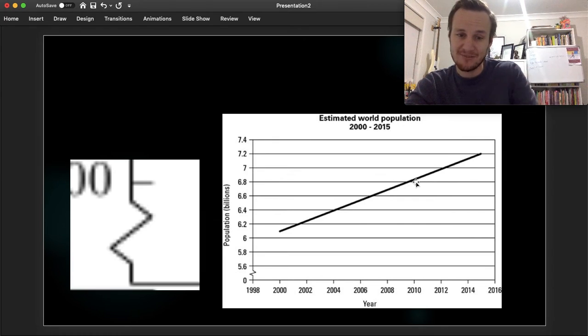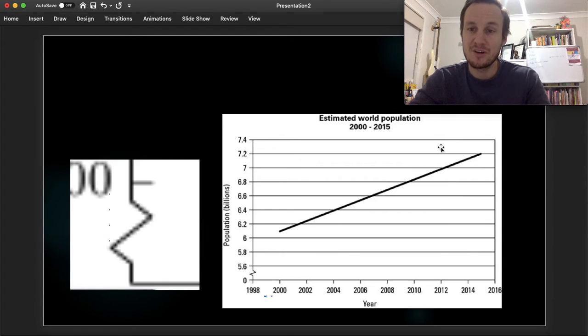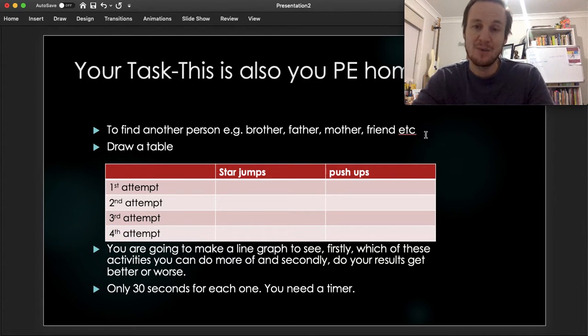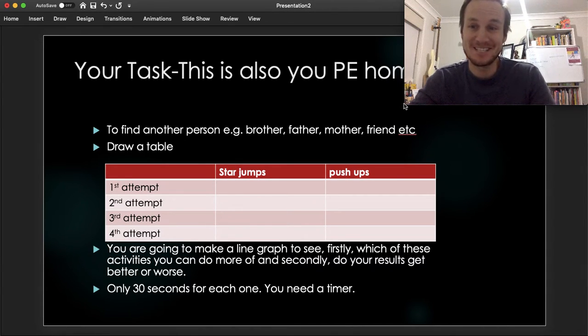And if they shrunk it down from 0 to 7, it might only look at that much, but that's 1 billion people. So you've got to look at what you're actually doing. Now, what you're going to do today is going to be also your PE homework, which is quite interesting.